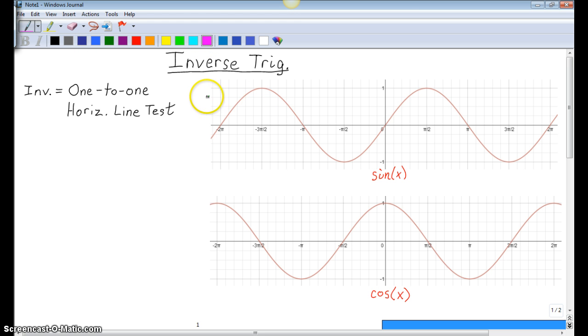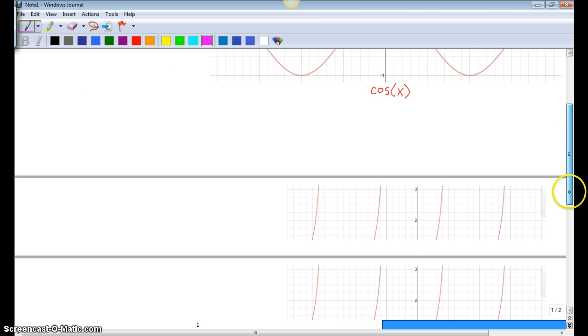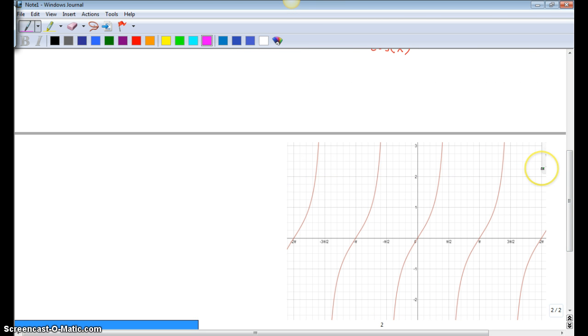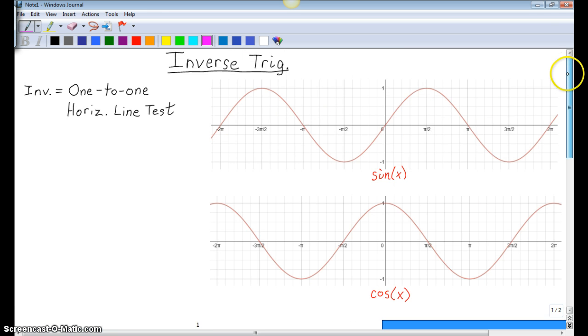Any horizontal line that I choose either strikes through it multiple times, basically infinitely many times, or if I go up further, I don't cross it at all. So really at no point do we have a horizontal line that touches exactly once. And that's true for both sine, cosine, and even tangent, which is down here. No matter where I draw my horizontal line, it's continuously hitting our trig function.